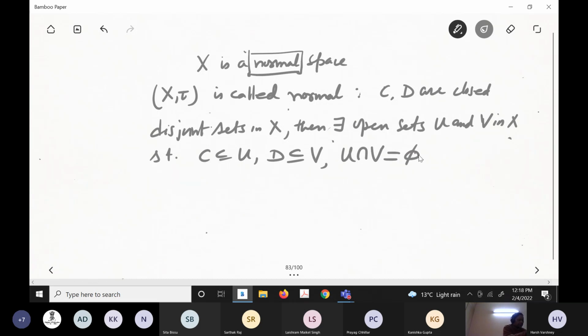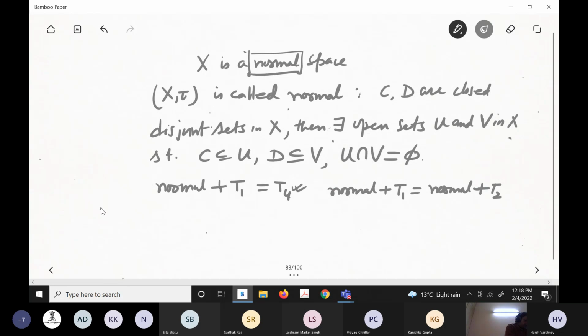Right? And I told you normal plus T1 is called T4, but some people by normal mean T4. Also, I told you normal plus T1 is the same as normal plus T2, which is why some people specifically call it a normal Hausdorff space, to say it is a T4 space. And Urysohn's lemma, don't forget about it.